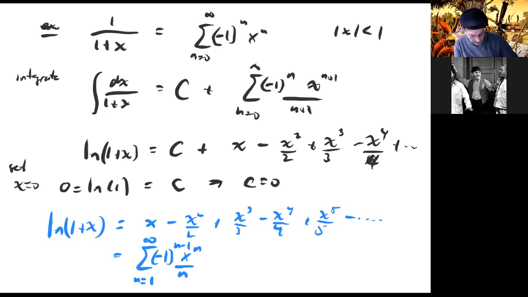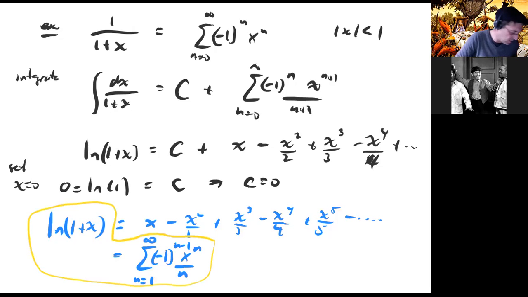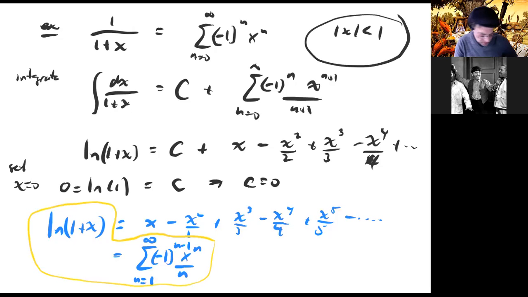Okay, so that's the expression. We get an expression for the ln function in this way. And here again, the absolute value of x needs to be less than 1. That's coming from the radius of convergence. Okay, so that's an example. Let's do another example.